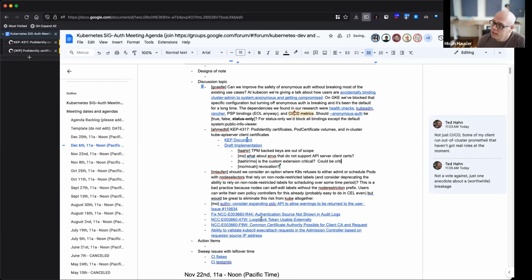I guess it's just to get back at the motivation. Is it that we don't like service accounts because they're bearer tokens and they can be logged and replayed and all this stuff? Is that the main goal here?